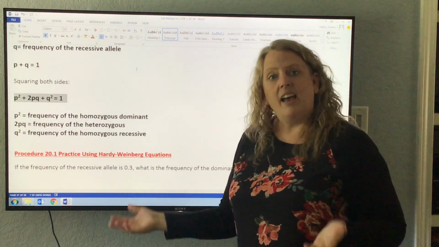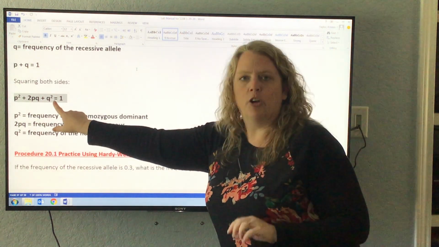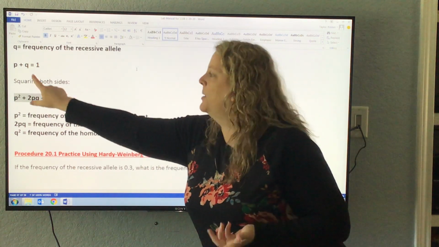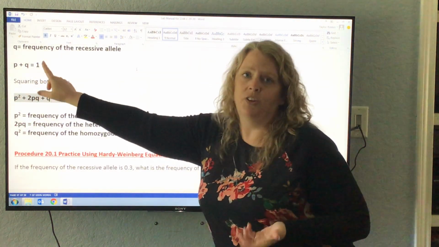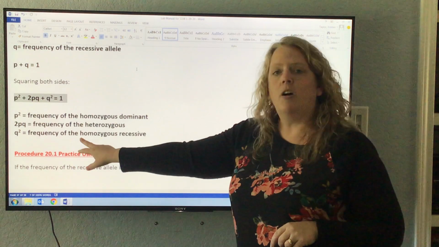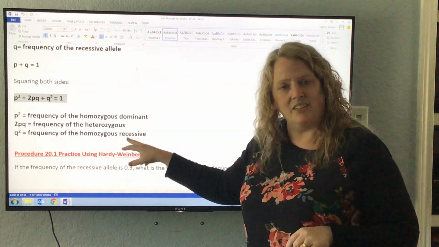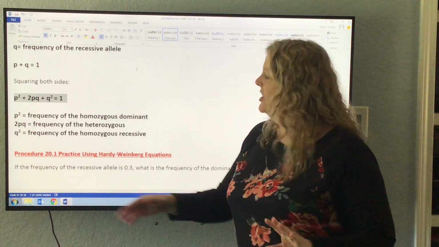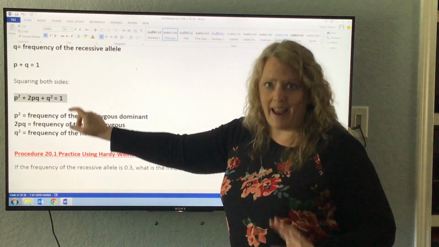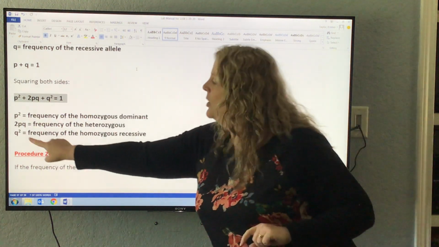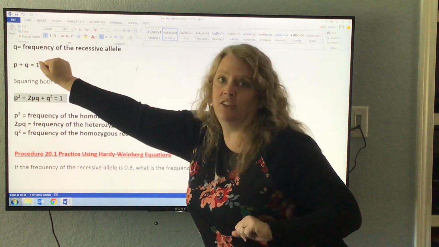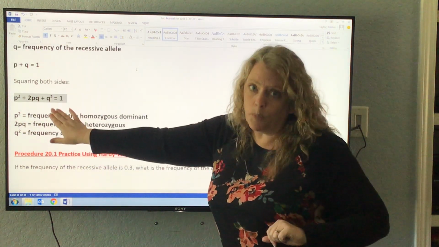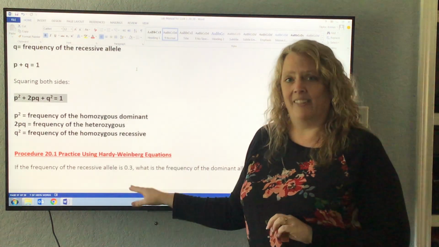And then finally, the last one is the Q squared, or Q times Q. Remember, Q is the recessive allele. So Q squared will solve for homozygous recessive, little a, little a. Okay? So if you understand that, you absolutely have to memorize what each letter stands for. Now this will help you when we do the math down here.